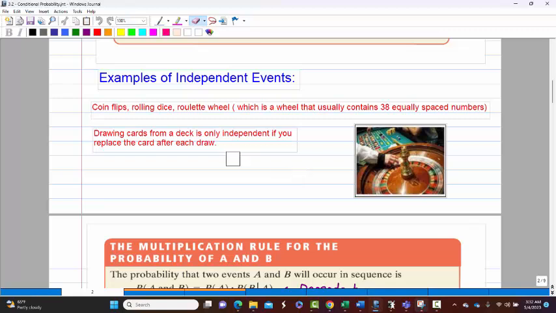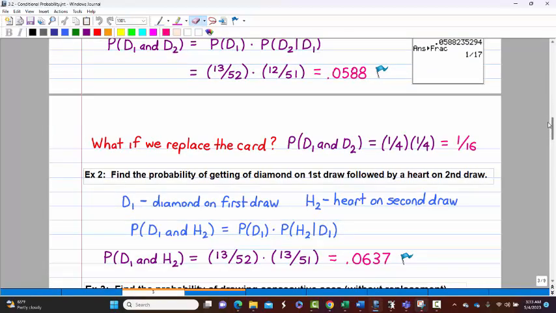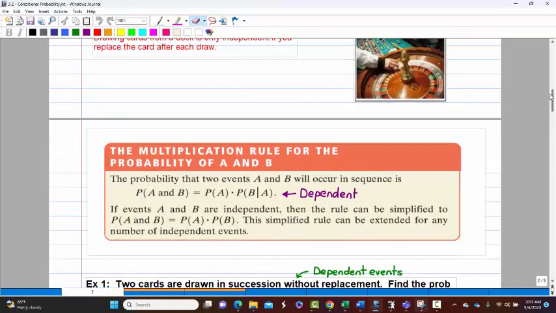Now, drawing cards from a deck is interesting because that's only independent if you put the card back in there each time. In other words, if you draw a card first and you don't replace it, that's absolutely going to affect the probability of the next draw. If you didn't put the card back, because now first of all you're drawing out of 51 cards instead of 52. I think we got an example of that coming up here, I believe. If not, yeah. So we'll see that coming up.